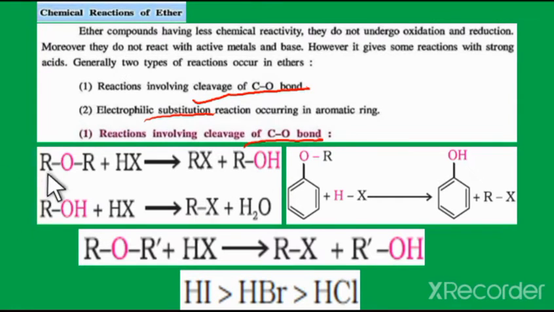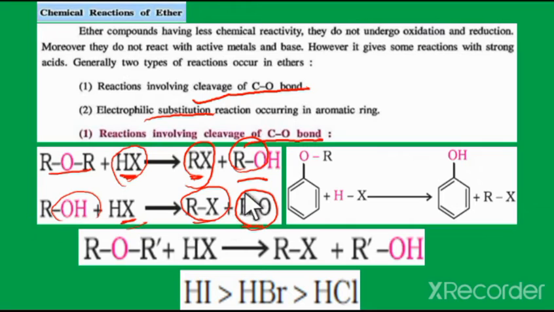When an ether, ROR, is treated with a hydrogen halide, it forms an alkyl halide plus an alcohol. The alcohol, when further treated with the hydrogen halide, again gives an alkyl halide and water. So when the ether is treated with the hydrogen halide, it forms the alkyl halide and alcohol, and the alcohol treated again with the hydrogen halide gives the alkyl halide and water.